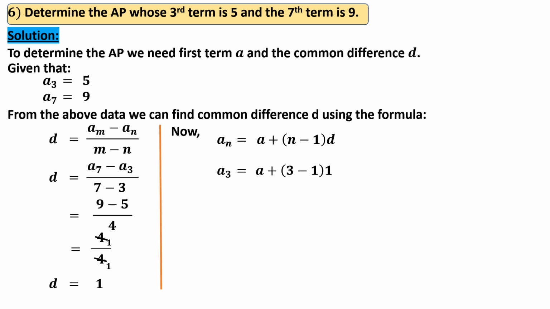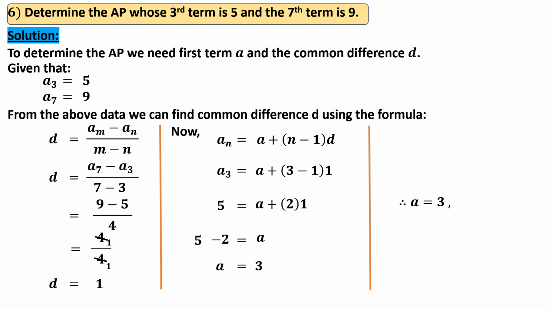A3 equals A plus (3 minus 1) into 1. We have already found the value of D. It is 1. Now, the value of A3 is 5. 5 equals A plus 2 into 1. 5 equals A plus 2. Let us transpose plus 2 to the left hand side. It becomes negative. 5 minus 2 is 3 equals A. That is A equals 3. Therefore, A equals 3, D equals 1.